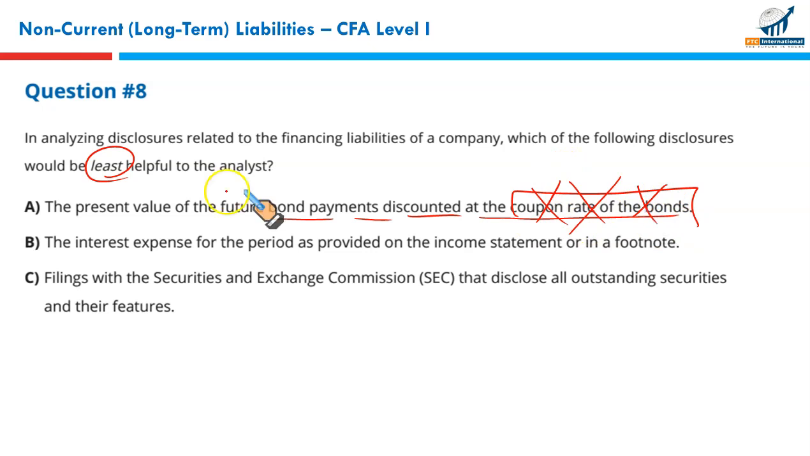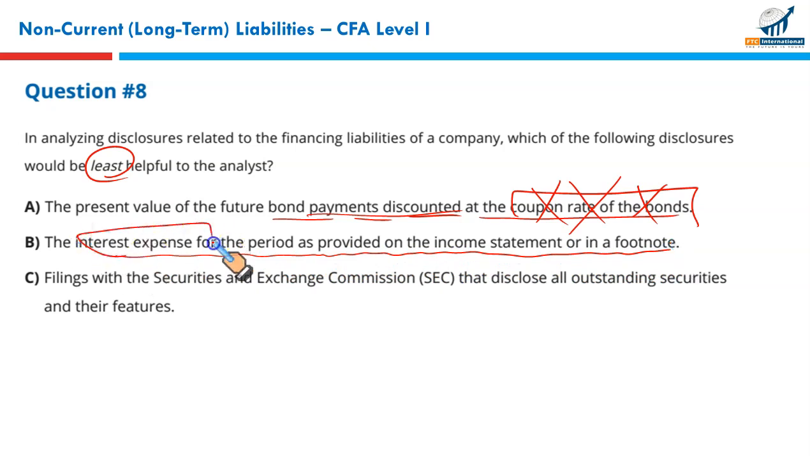And even if it is discounted, an analyst is not interested. This is not one of the disclosures, that is, what is the present value of the future payments, right? Disclosures means something given outside the balance sheet. The rest of it is prepared under US GAAP and IFRS: notes, further supplementary information, schedules. So what we need to show, the interest expense for the period, is provided on the income statement or in footnotes.